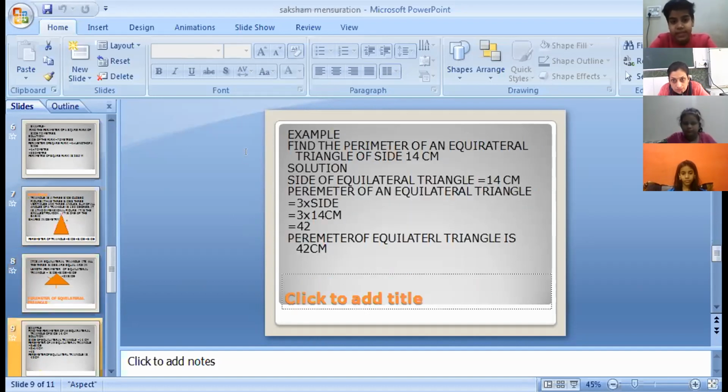Example: find the perimeter of an equilateral triangle of side 14 centimeters. So the side of the equilateral triangle is 14 centimeters. Perimeter of an equilateral triangle is 3 into side, and 3 into 14 centimeters is equal to 42 centimeters. The perimeter of the equilateral triangle is 42 centimeters.